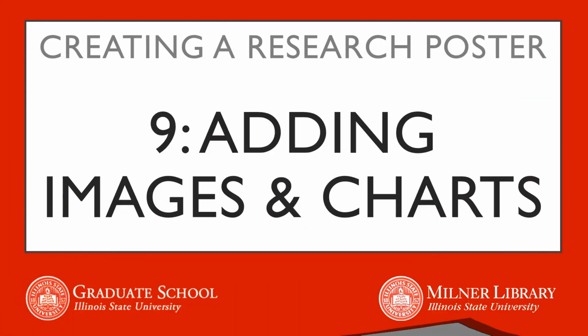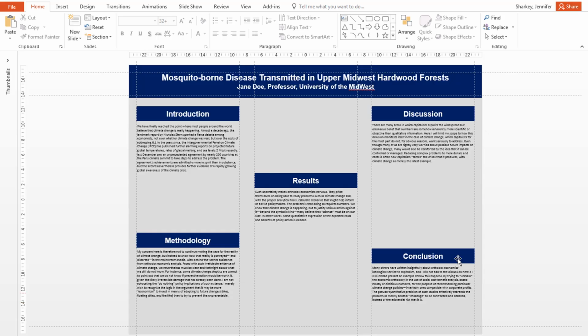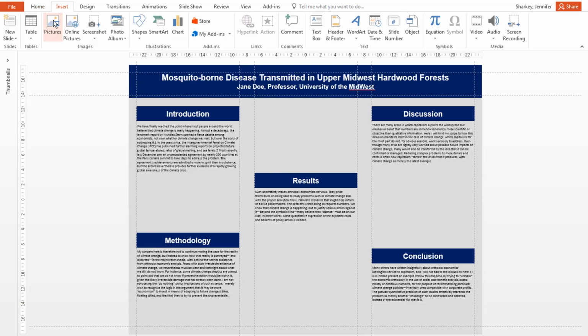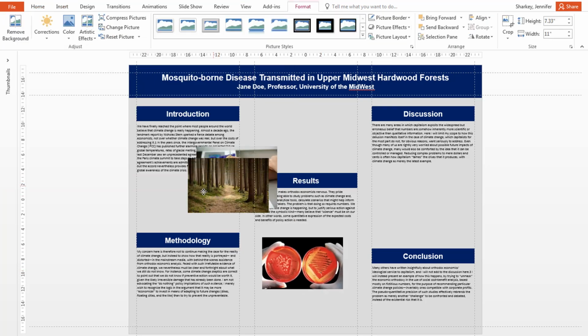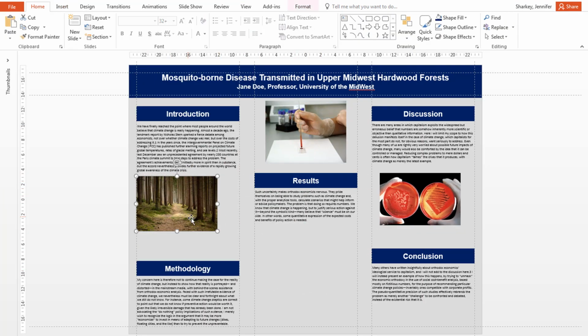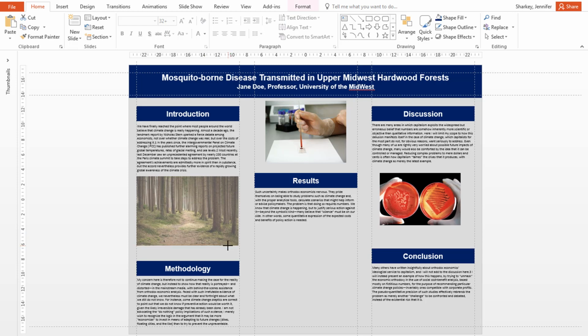This video covers adding images and charts. To insert an image, click the Pictures button on the Insert tab. Navigate to where you have the desired picture, select it, and click Insert. Drag the picture to the desired location. Use the resizing handles to resize the image.